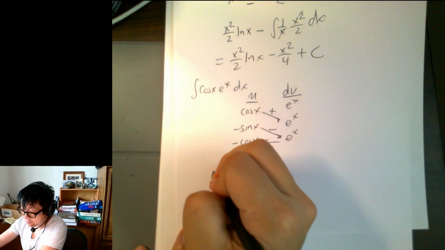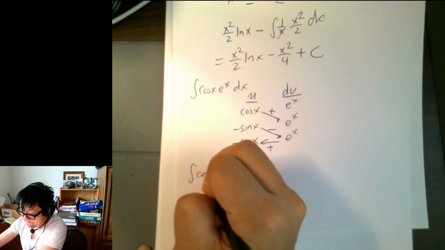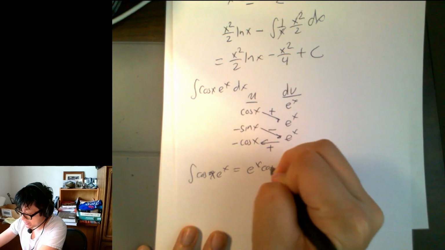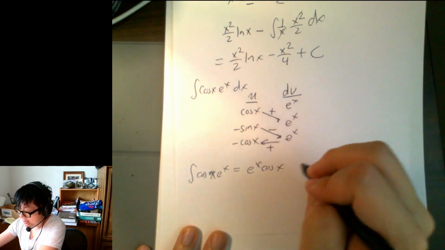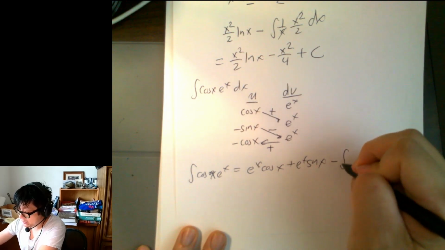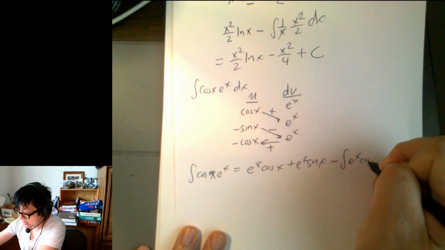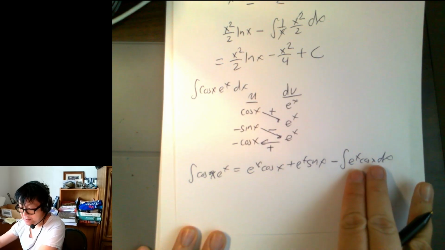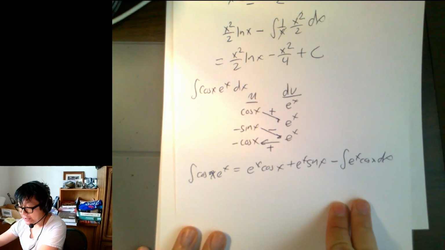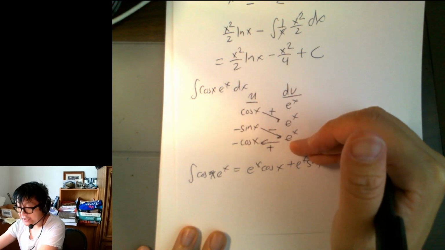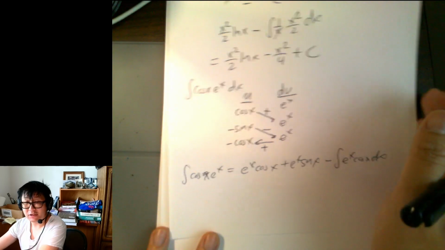So this integral is e to the x cosine x plus e to the x sine x minus the integral of e to the x cosine x dx. So it's the same setup. We add over, divide by 2, we end up with the same answer. However, because we have to do it twice, the table is probably a little bit less work.